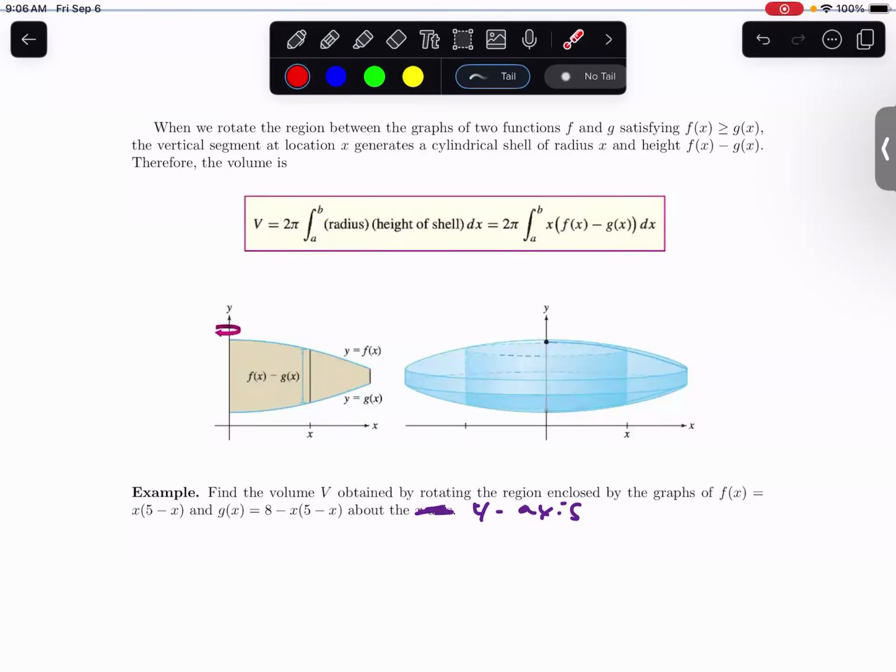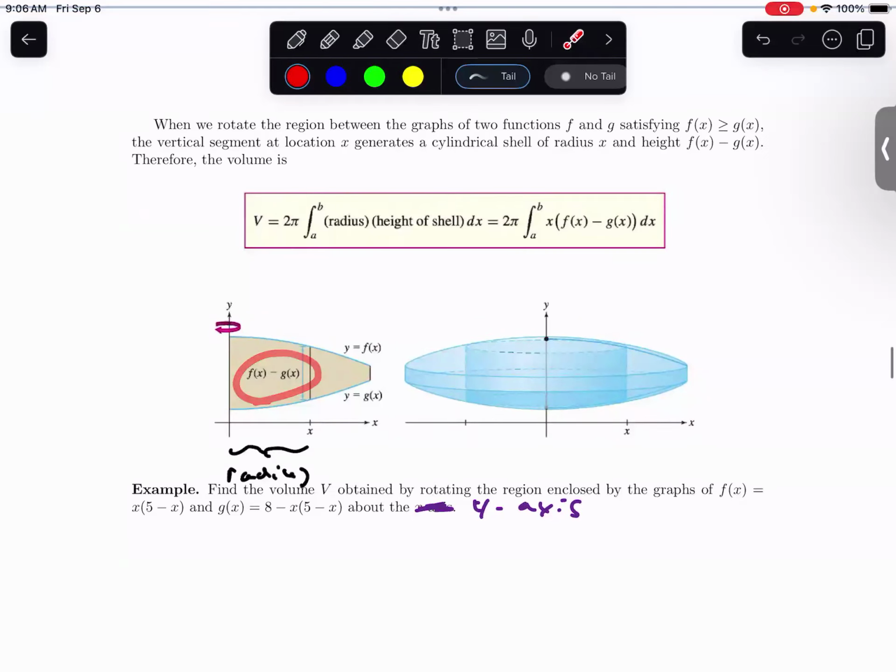So the radius doesn't really change even though we're looking at two functions, right? The radius is still going to be this x. This is still the radius. It's the distance between the origin and wherever your cross section is. The only thing that's going to change is the height. So instead of just having f of x as your height, it is now going to be f of x minus g of x. So this is the height.